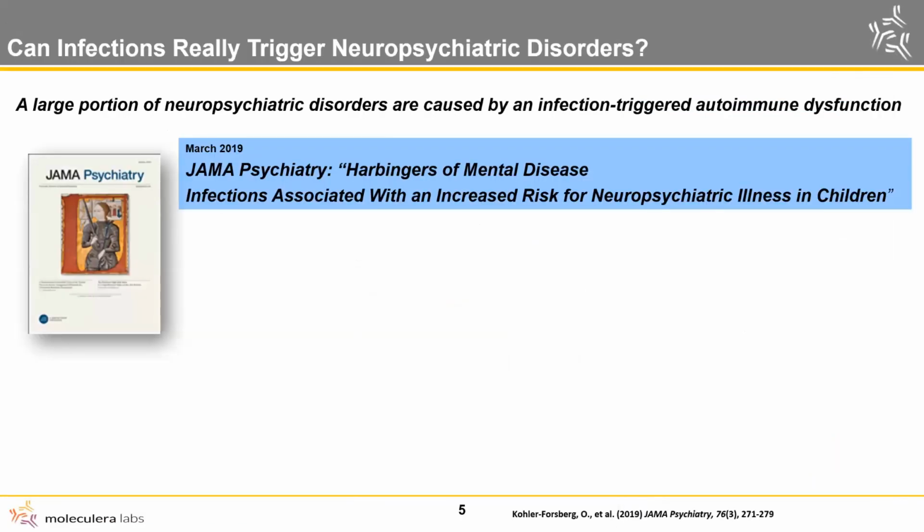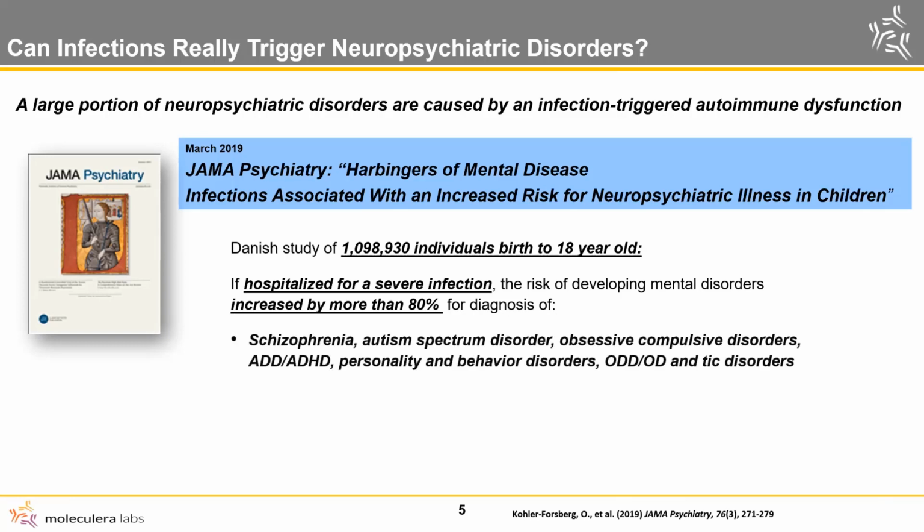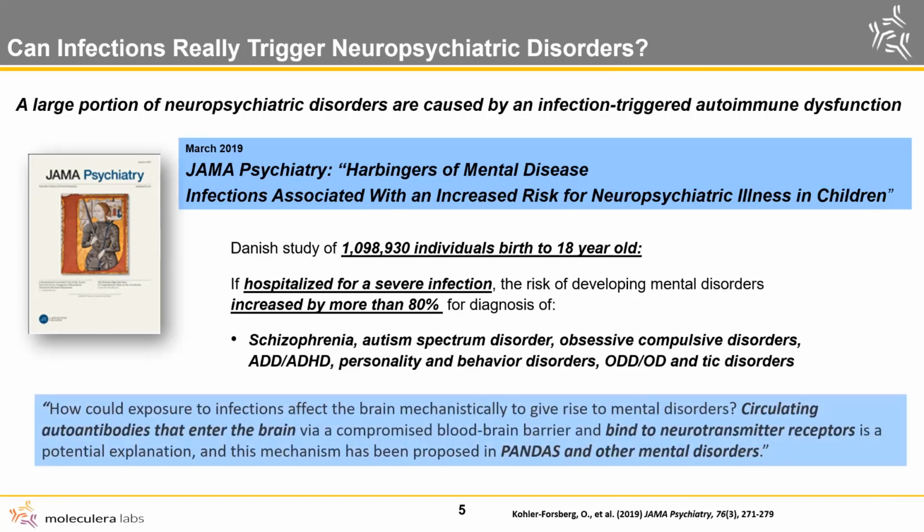So really this comes back to the question of, can infections really trigger neuropsychiatric disorders? Well, there's growing evidence, and I'll just share some that highlights this, in JAMA Psychiatry, published in 2019. It was a study of over 1 million individuals that were followed from birth to age 18. And they found an interesting observation, that if a person was hospitalized for a severe infection, the risk of developing a mental disorder increased by more than 80% for the diagnosis of schizophrenia, autism, OCD, ADD, ADHD, personality disorders, and many other types of disorders.